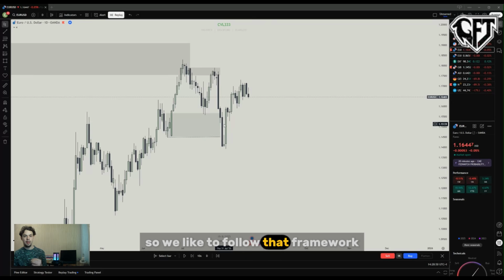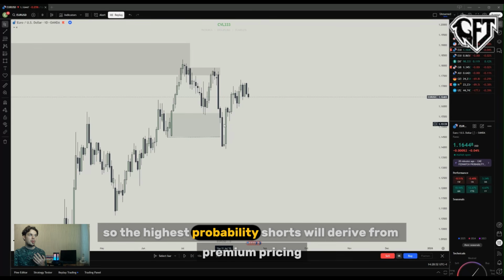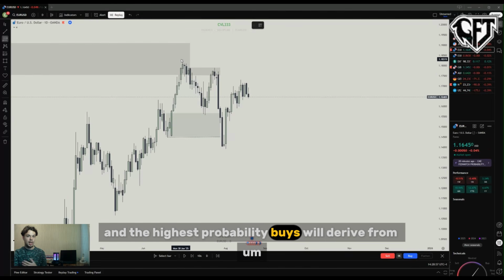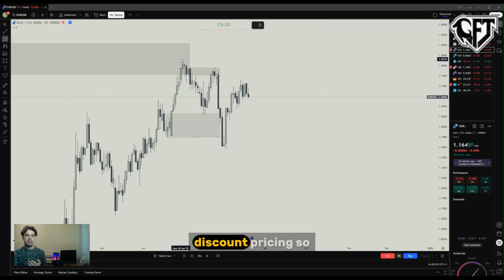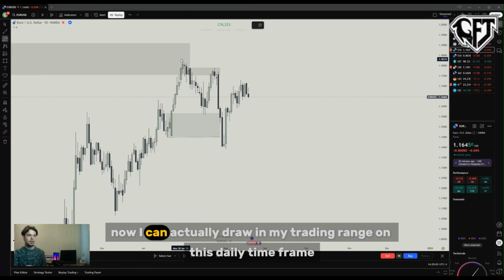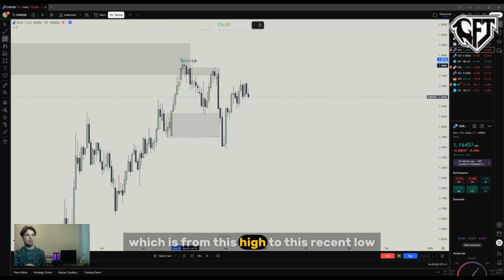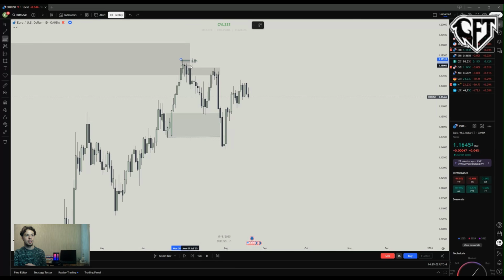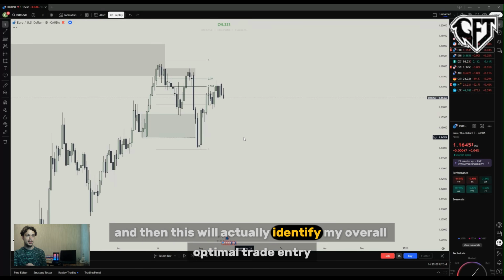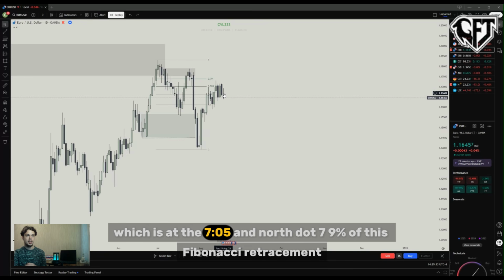So we like to follow that framework. The highest probability shorts will derive from premium pricing, and the highest probability buys will derive from discount pricing. So now I can draw in my trading range on this daily time frame, from this high to this recent low, and this will identify my overall optimal trade entry within this trading range, which is at the 705 and 0.79% of this Fibonacci retracement.